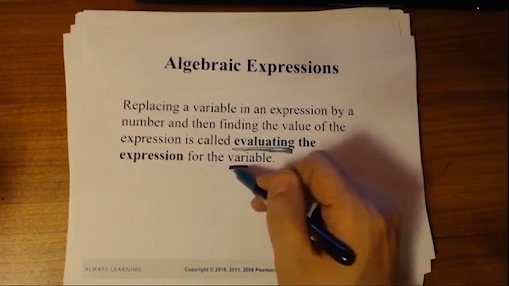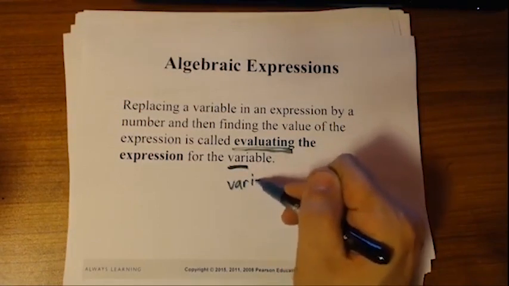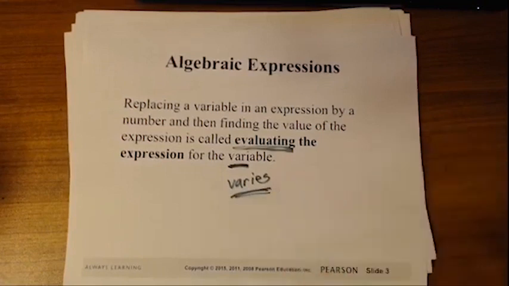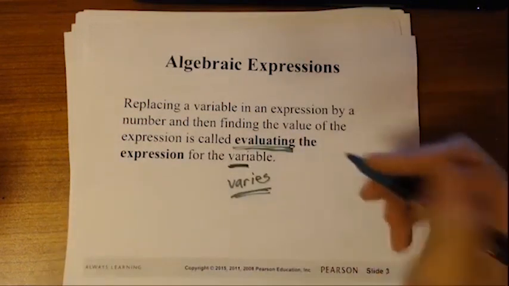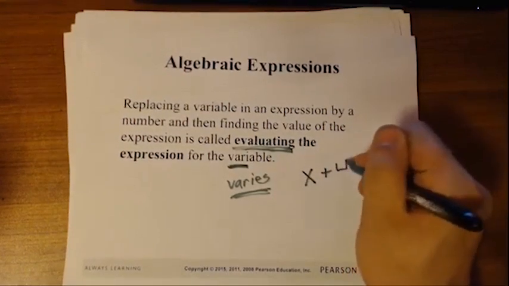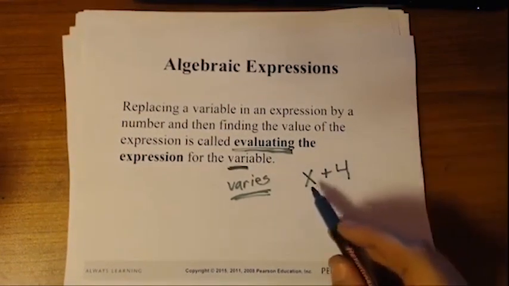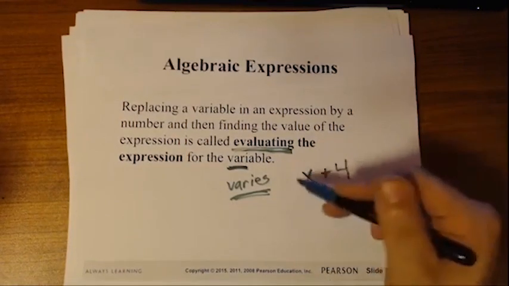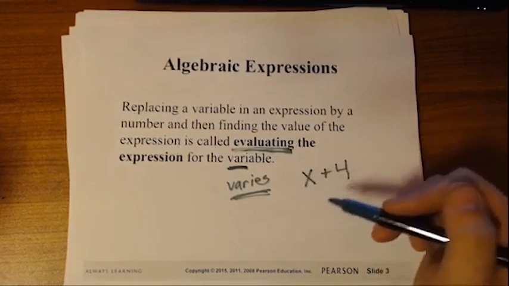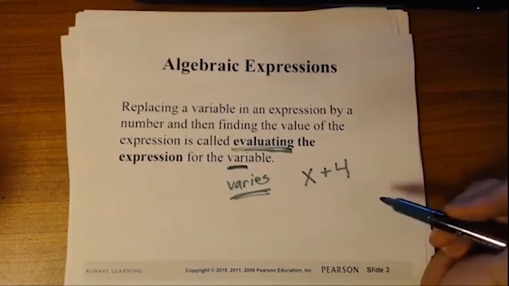Well, in variable, V-A-R-I should make you think of varies. The variable varies. Until you assign a number to it, a variable stands for any possible number. So if we had, for instance, x plus 4, what we're saying is any number plus 4. We can't give this a value because 1 plus 4 is different than 2 plus 4.